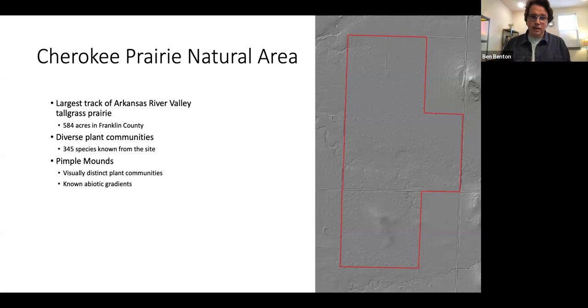I also chose Cherokee Prairie because it has these really cool things called pimple mounds. Pimple mounds have very visually distinct plant communities from the intervening prairie matrix that they exist in. And there's also a known abiotic gradient from the mounds into the prairie matrix.